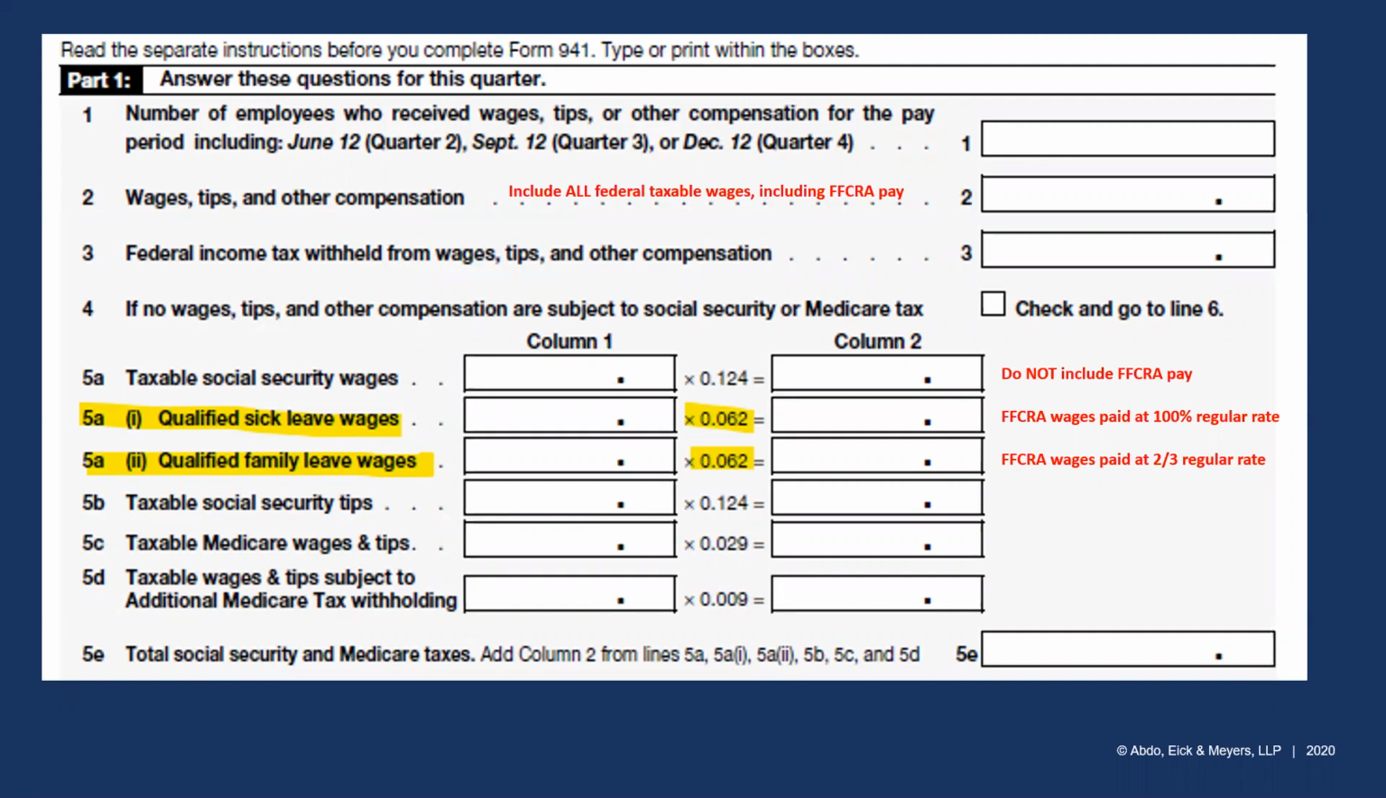And so then, as we highlighted here too, you'll notice that the reason we have to pull those out separately is because only the employee side of the Social Security tax is being applied and carried over to column 2. So it's really critical that employers are able to separate out those 2 types of FFCRA payments and that they're keeping those separate from all of their other regular taxable Social Security wages.